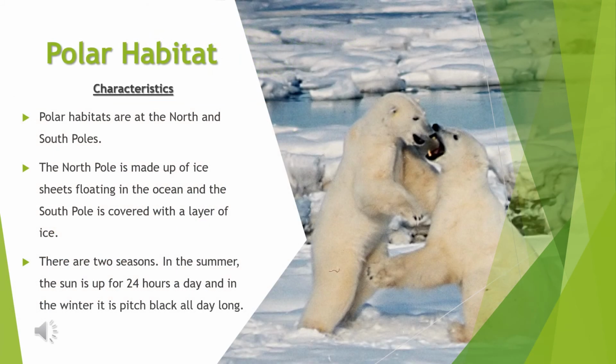The last habitat we are talking about today is the polar habitat. This habitat only occurs at the North and South Poles. The North Pole is made up of ice sheets floating in the ocean, and the South Pole is covered with a layer of ice almost 3 miles thick. Similar to the savanna, there are only two seasons, summer and winter. Since polar habitats happen at the poles, during the summer the sun is up for 24 hours a day, and during the winter it never rises. This restricts many animals and plants from surviving here, along with the very cold temperatures.